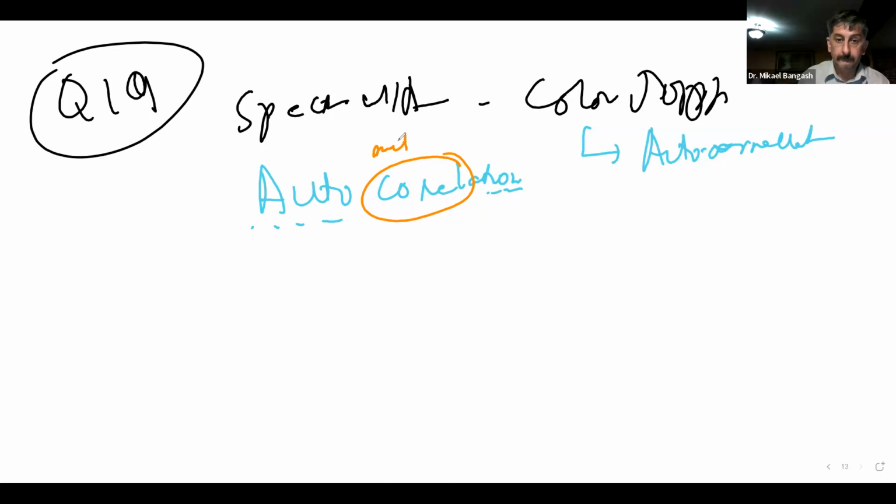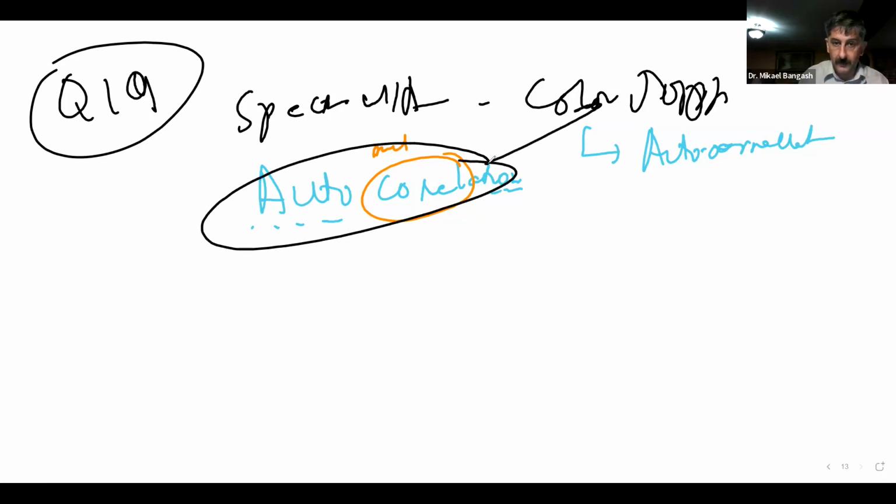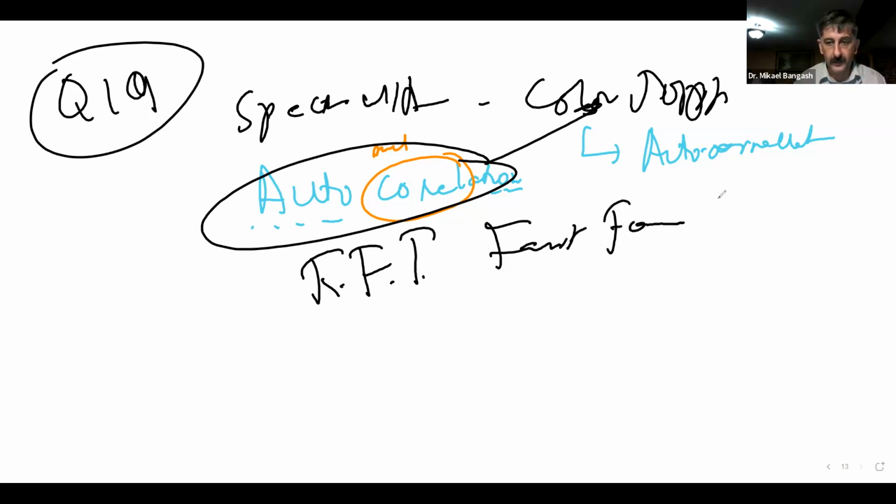Question number 20. Autocorrelation will mean your color Doppler, on spectral analysis, if you want to put it that way. Which technique is used to perform spectral analysis on a pulse wave Doppler, a pulse Doppler data? That was FFT, which we just say is fast Fourier transform.